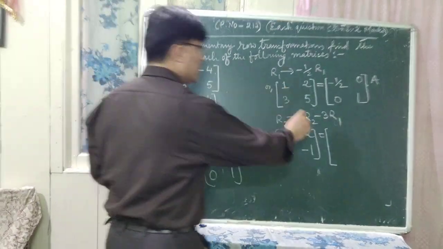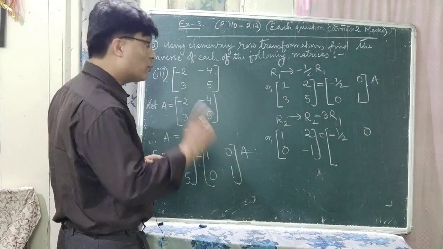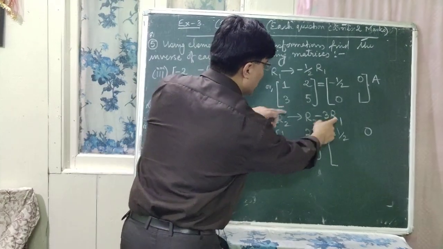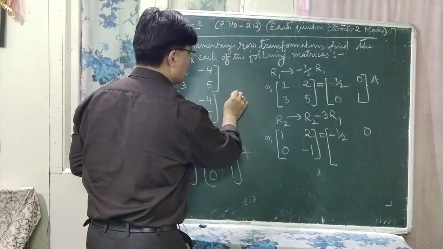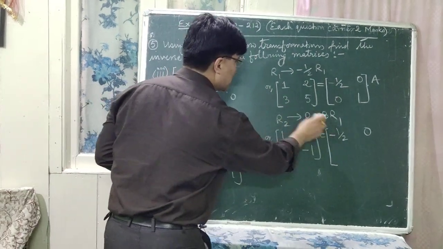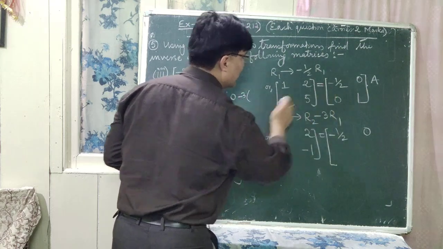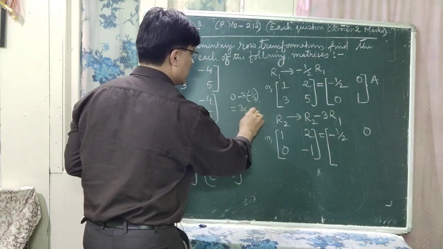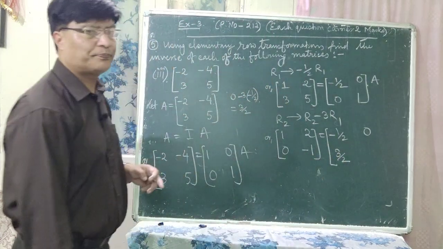So which is equal to now? Here also row 1 remains the same, minus half, 0. Now row 2 is changing. How does row 2 change? R2 minus 3R1. Here R2 is 0. You can write it in the rough part. R2 is 0, this is minus 3, minus 3 into what? Row 1 is minus half. Minus 3 into minus half, so what is it? It is 3 by 2. So you can write here 3 by 2.